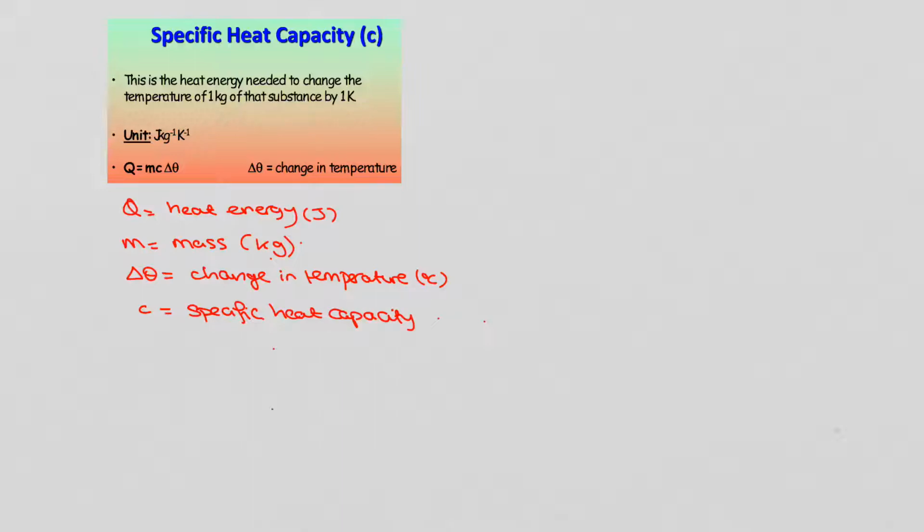So therefore, if I get c on its own, I have Q divided by m delta theta, which is joules divided by kilograms divided by our Kelvin. In other words, the unit for specific heat capacity is joules per kilogram per Kelvin.